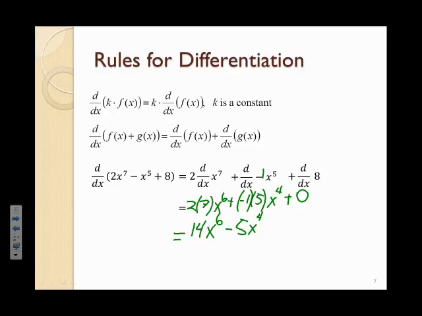And again, if you don't want to use all of these steps, writing it down individually, you can. If you want to do it in your head, that's fine. Just make sure that you're familiar with it enough that you get the right answer. That's important, of course.